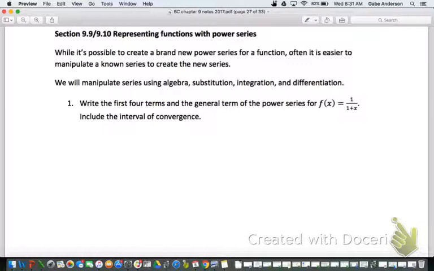So number one, like I said, all these are going to involve substitutions, all the ones that we're going to do here today in this video. So number one says, write the first four terms and the general term of the power series for this function right here. And we're going to include an interval of convergence. Perhaps I'll show you how this would work. But let's check it out. So what we'd be expected to do is look at this function, 1 over 1 plus x, and we would be expected to recognize that this is just a close adaptation of a series that we do know.